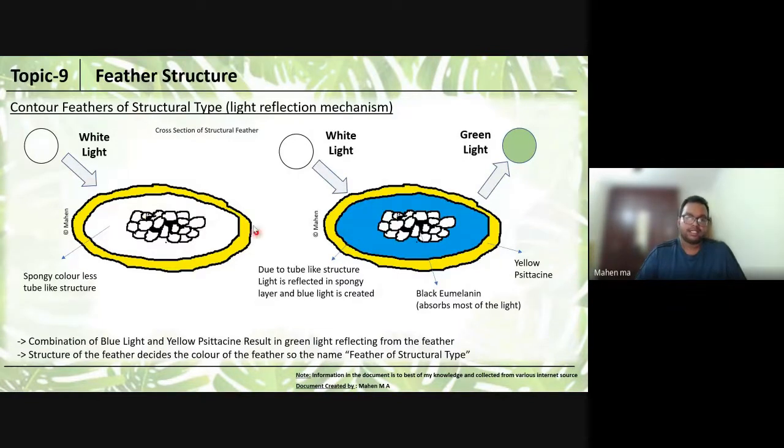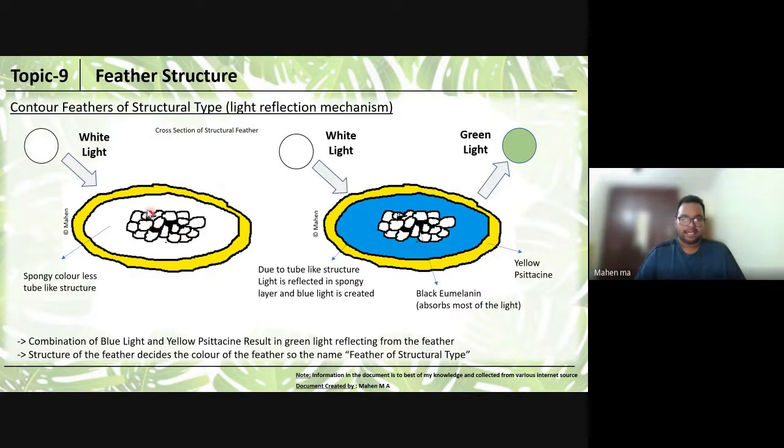So this is the cross section of the feather. As I told you, this is a spongy, tube-like structure, which will be colorless. But what happens when you put light on these feathers? When sunlight or any other light falls on the feather, some portion of the light is absorbed by the eumelanin. Since eumelanin is black in color, the light is absorbed by the eumelanin.